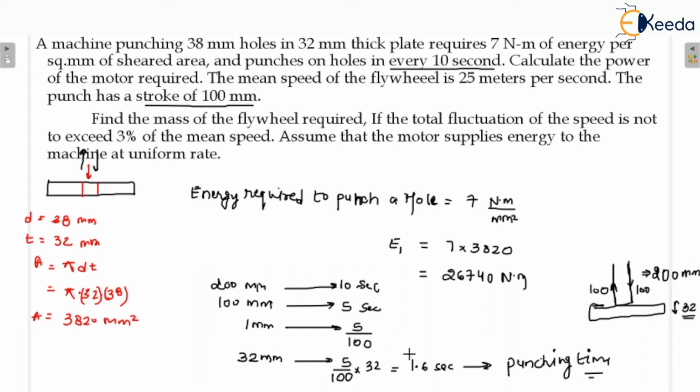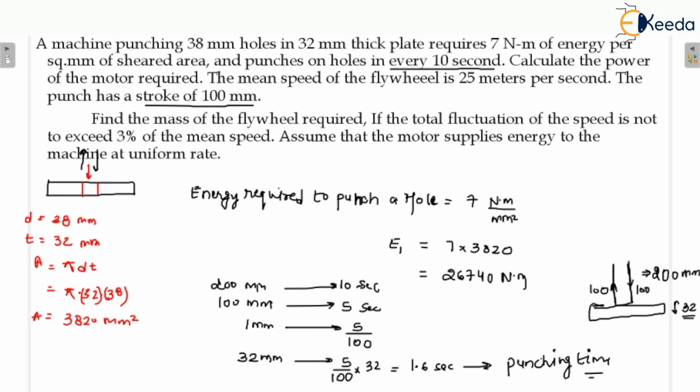So you can see here that punching time is less than the cycle time. Okay, the cycle is completed in 10 seconds. Okay, so you can see here the punching time is 1.6 second. So from here we can get the value of power of the motor, because we know that the energy required is 26740. Okay, this is energy required to punch a hole.